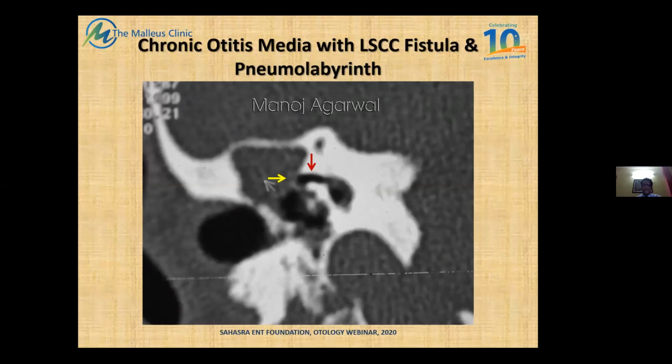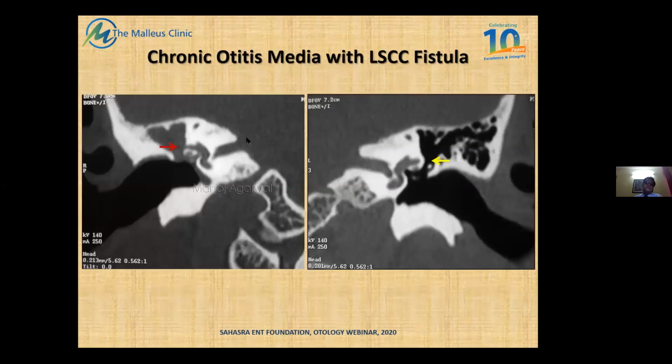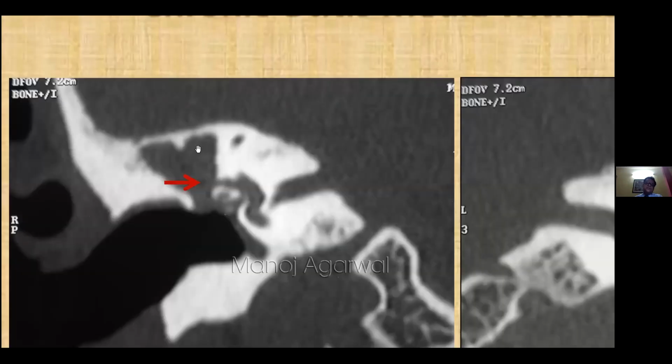This is a different patient. What needs to be seen here? Obviously, by now you know that there is a lateral semicircular canal fistula. But what do you need to see here compared to this? I'll zoom in again. Please pay attention. You can see the vestibule is isointense, that is, its signal is similar to that of brain. You can see the cochlea is isointense. You can see the lateral semicircular canal isointense.